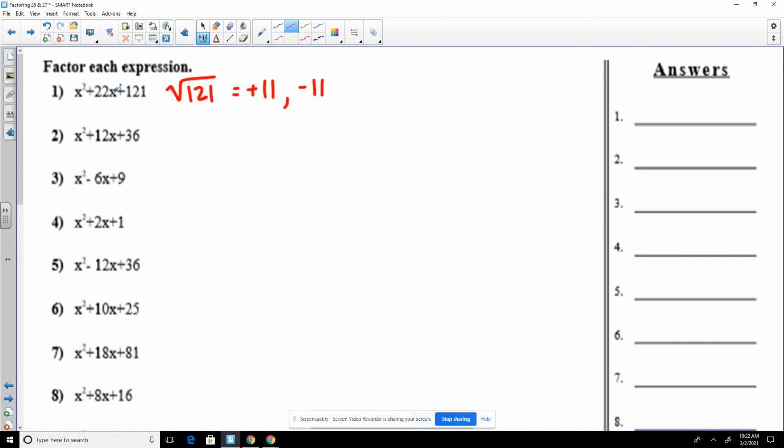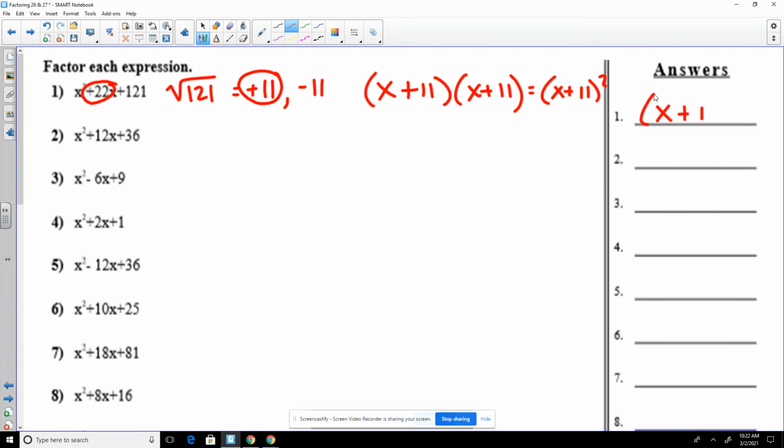At this point, you've got to look at that middle number. What middle number do you see? Positive 22. So positive 11 is what we need. So my two binomials are going to be x plus 11 and x plus 11, or written as x plus 11 squared. So your answer is x plus 11 squared.